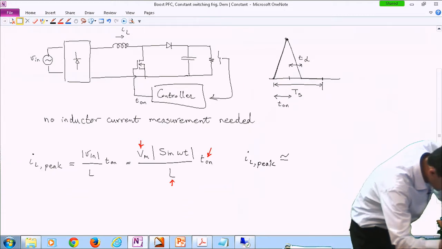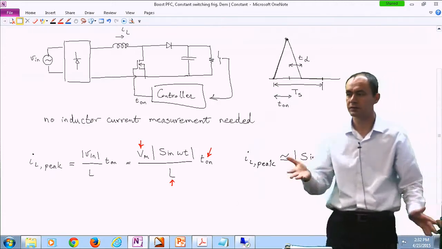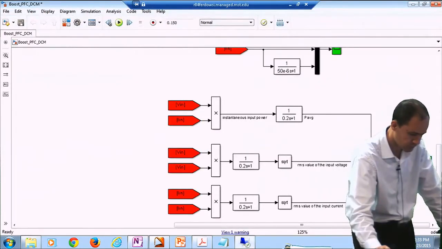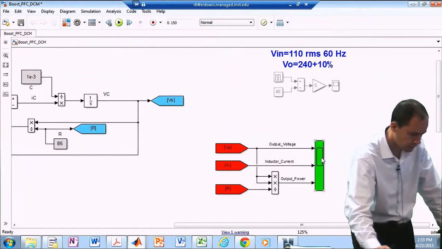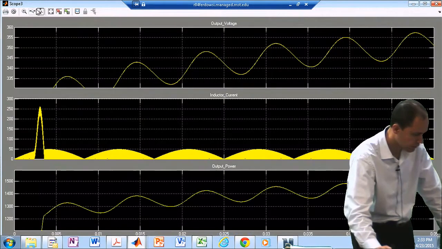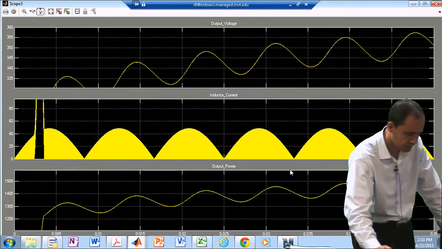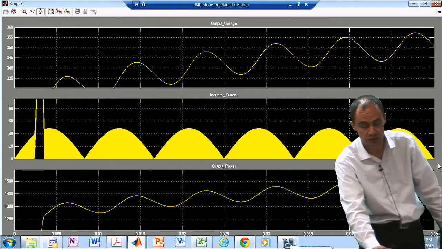the peak value of the inductor current is almost sinusoidal, or a rectified version of the sinusoidal. And that was very easy to observe. That was one of our first observations. If you look at the envelope of the inductor current, you can see it's almost following a rectified version of a sine function.